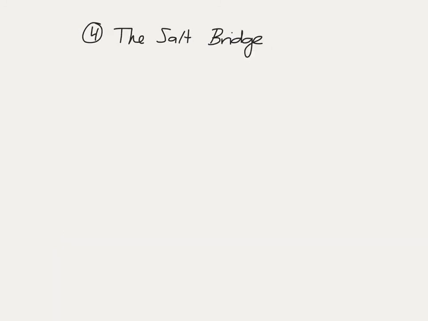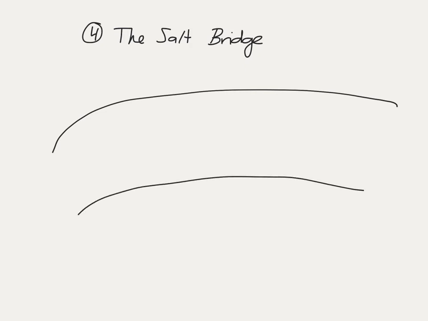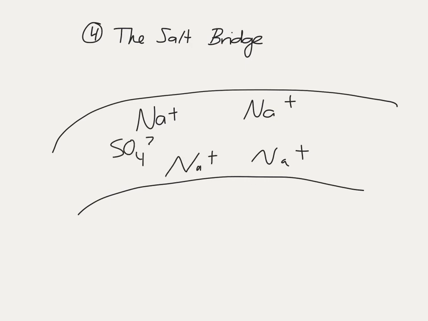The last piece of the galvanic cell, or the voltaic cell, to consider is the salt bridge. I'm going to draw a giant tube. In the salt bridge, at least the one that I made up, I put a bunch of sodium ions and sulfate ions. Okay, now these ions are there to help balance charge.